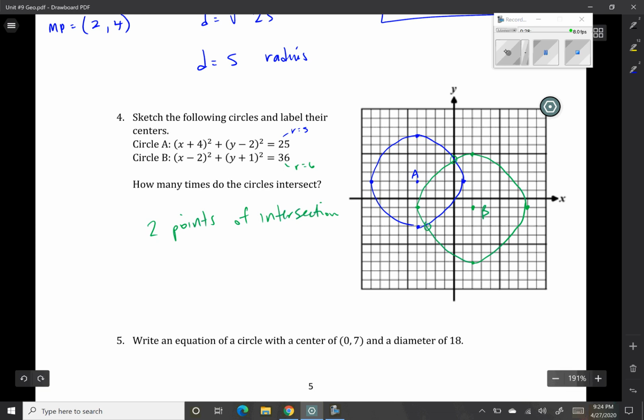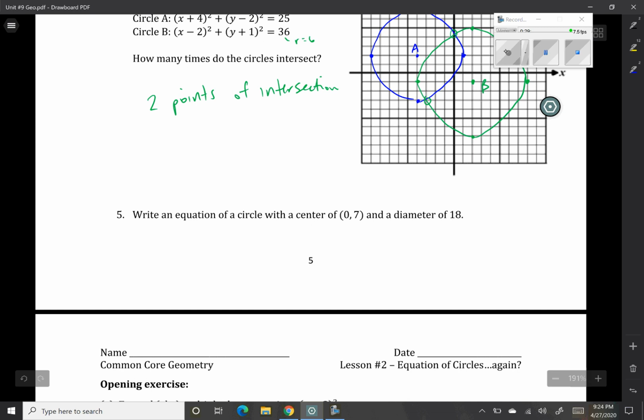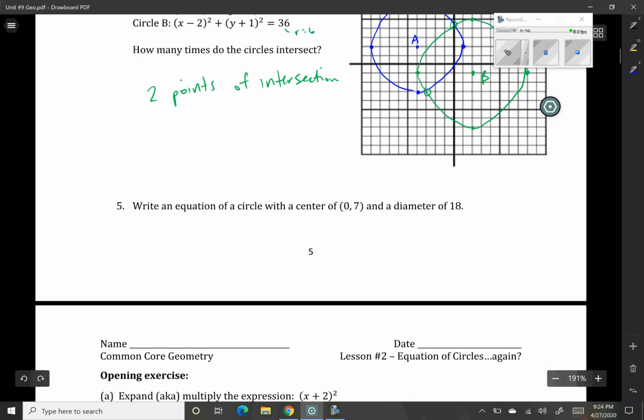Number 5 says to write an equation of a circle with a center of 0, 7 and a diameter of 18. To write the equation of a circle, we never need the diameter, we always need the radius. So if the diameter is 18, the radius is 9. Because the x value is 0, I'm going to have x squared. Since the y value of the center is 7, I'm going to say y minus 7 squared is equal to the radius squared. 9 squared is 81. So there is your equation.